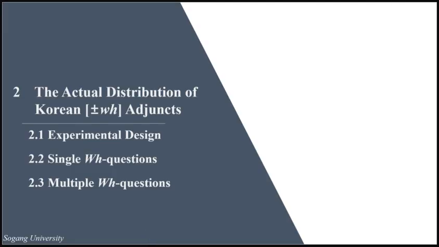In this section, we are going to look at the experimental design in section 2.1, and the distribution of WH adjuncts in single and multiple WH questions will be presented in turn. The design for the experiment is as follows.